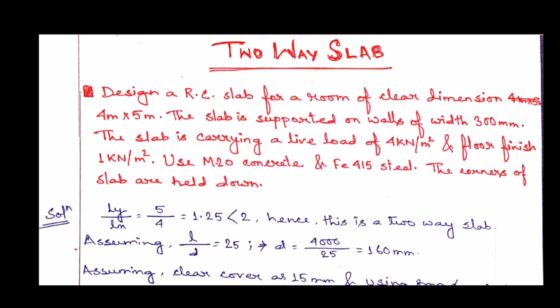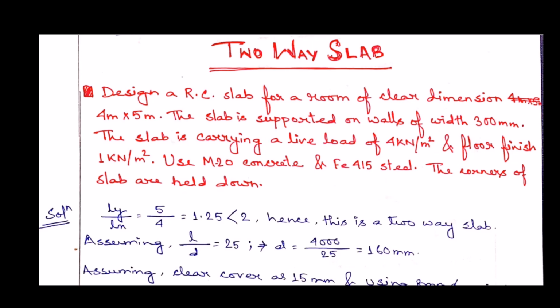Design an RC slab for a room of clear dimension 4 meter by 5 meter. The slab is supported on walls of width 300 mm. The slab is carrying a live load of 4 kN per meter square and floor finish 1 kN per meter square. Use M20 concrete and Fe 415 steel. The corners of the slab are held down.